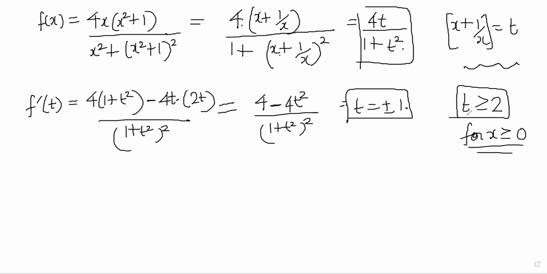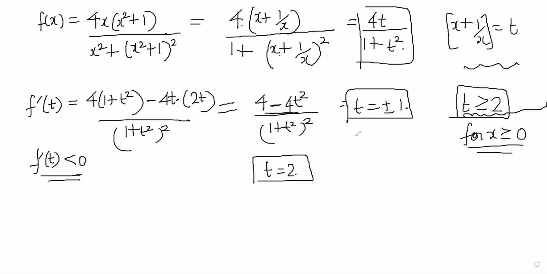f'(x) is positive. For t, oh no, f'(x) is negative actually. For t greater than 2, f'(t) is less than 0, right? So it is decreasing. Let's check the value at t equal to 2. The function is decreasing for all t greater than 2, right?